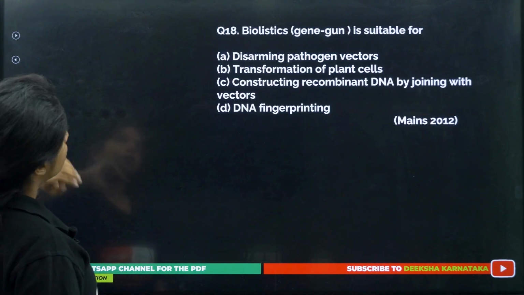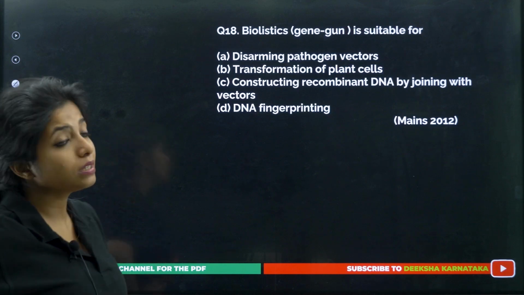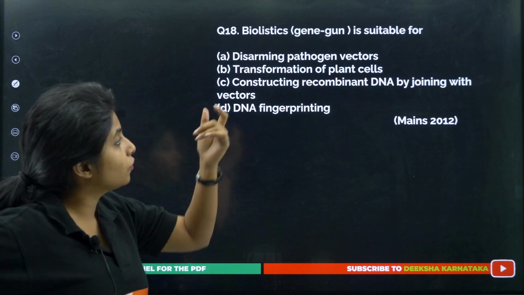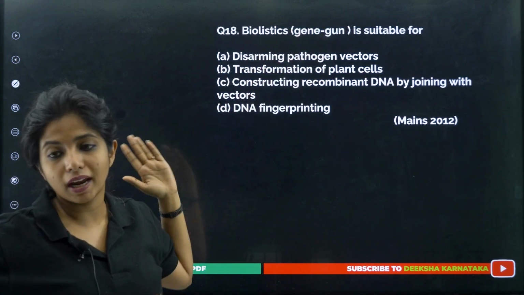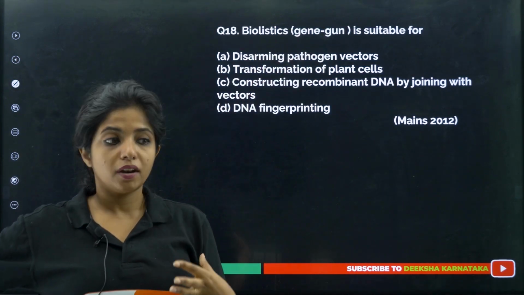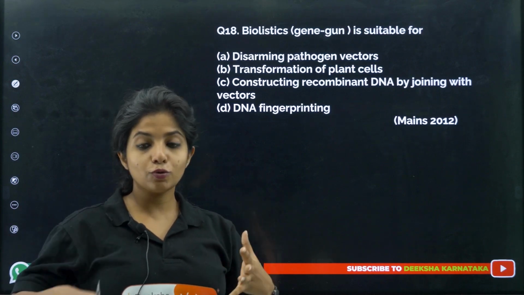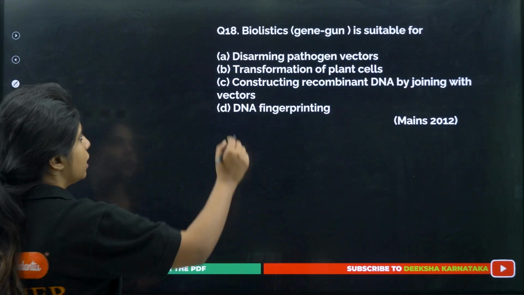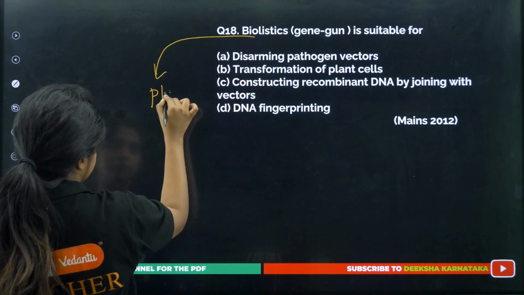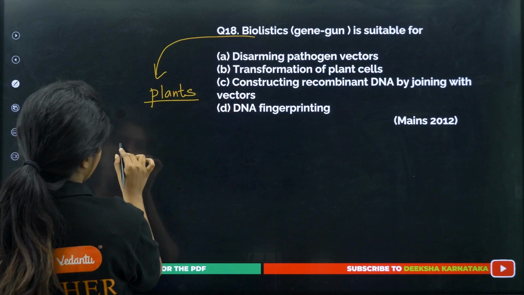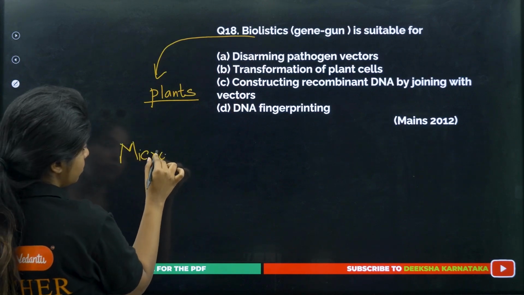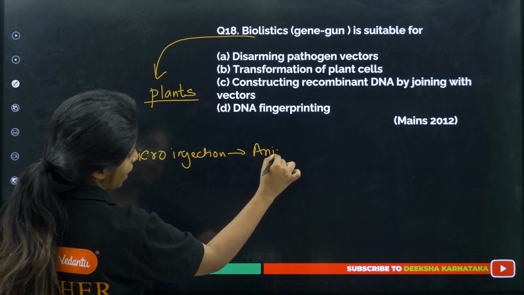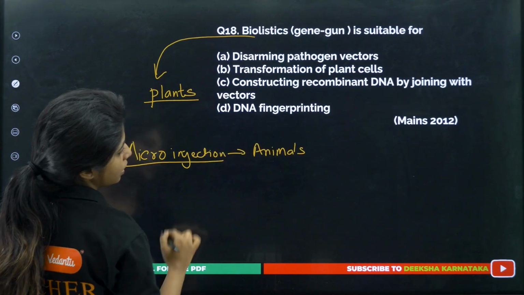Now, next question. 18th, biolistics is suitable for. Biolistics means gene gun. Now this I taught previously, right? So always remember, they might not give you an option like this in brackets. They might just ask you biolistics is suitable for. Now you think of biolistics as a process used in some other thing, but it is just gene gun. And what do you mean by gene gun? Gene gun is used in the case of plants. And what do you use in the case of animals? Microinjection. To pass down the DNA in the case of animals, you use microinjection.